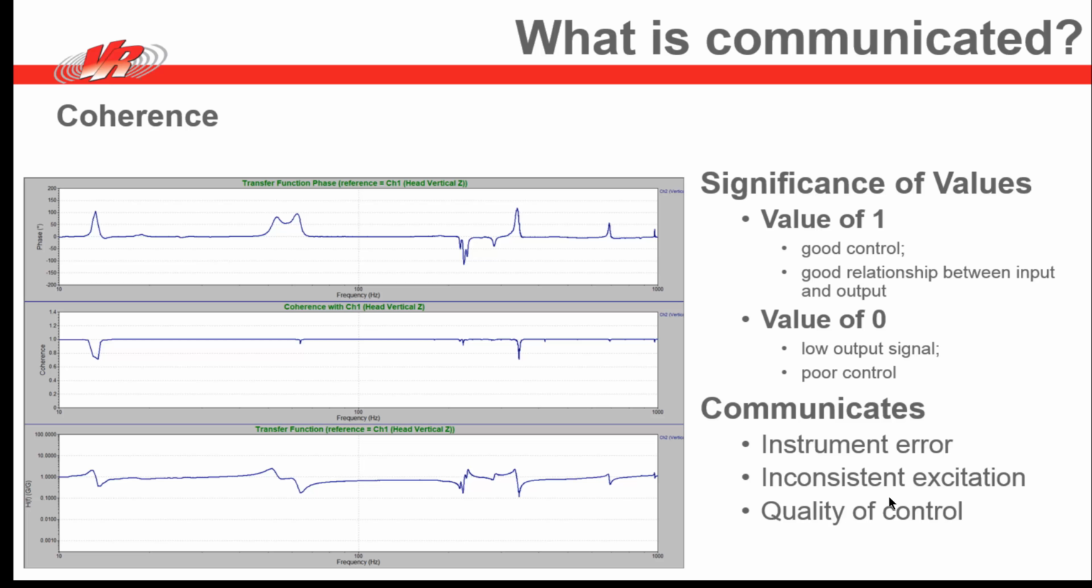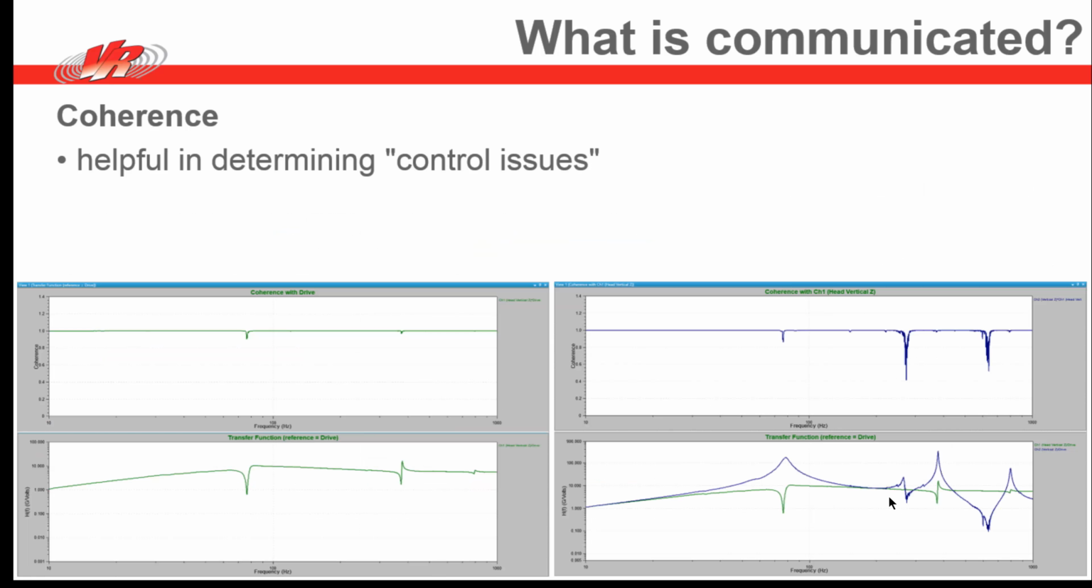Finally, it may be indicative that your controller is not doing its job properly, and so coherence is a good tool in those ways. Here's an example. In a particular test I ran, I compared channel 1, which was the head of a shaker, with the drive signal. And you can see that the control is excellent. All the way through, the value is a 1. So it says that the controller is performing very well.